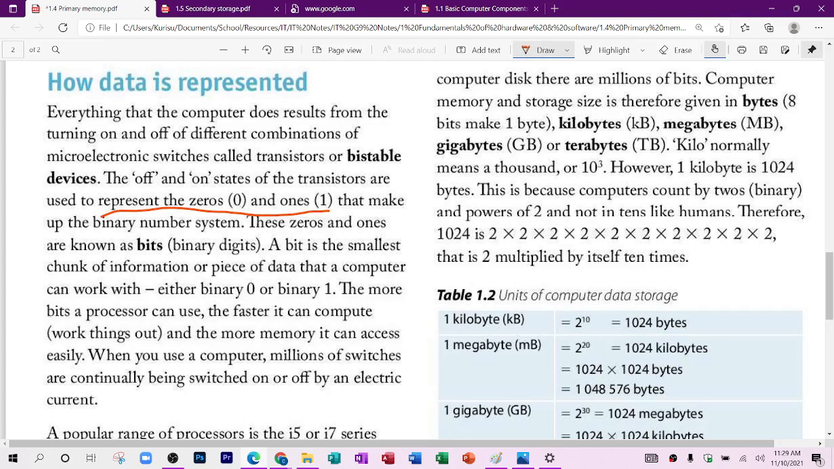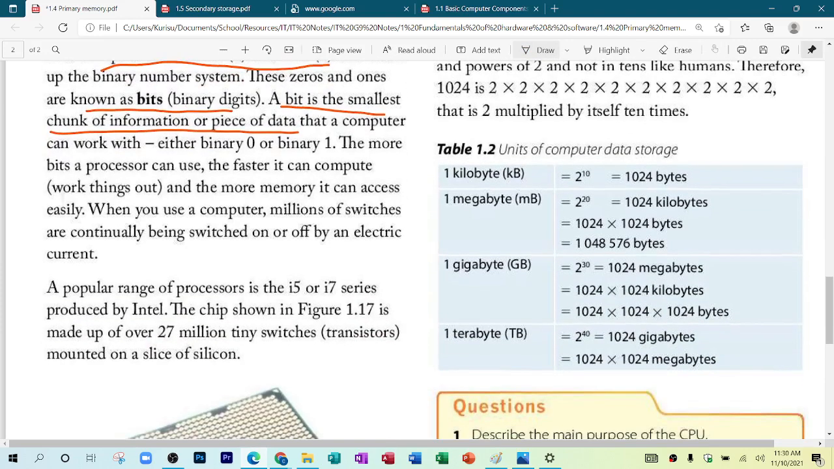A bit is the smallest chunk of information or any piece of data that a computer can work with, either binary 0 or binary 1. The more bits a processor can use, the faster it can compare, work things out, and the more memory it can access easily. When you use a computer, millions of switches are continually being switched on or off by an electric current.